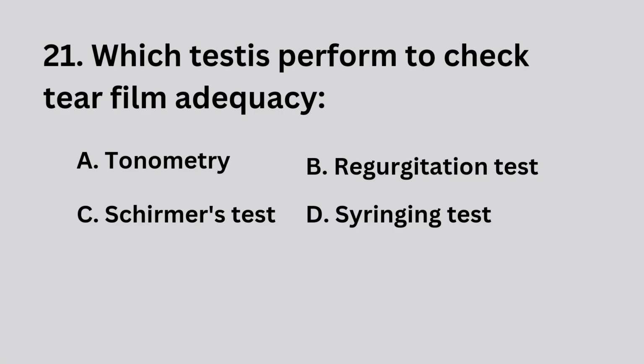Next question. Which test is performed to check tear film adequacy? Option A, tonometry. Option B, regurgitation test. Option C, Schirmer's test. And option D, syringing test. And the correct option is option C, Schirmer's test.